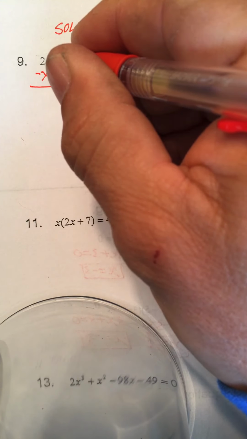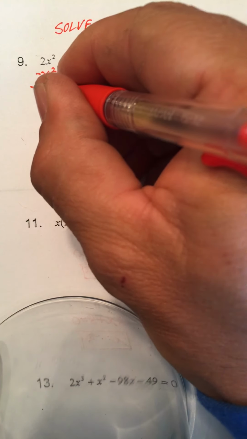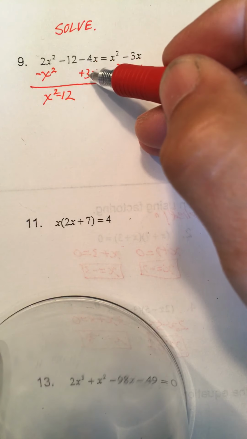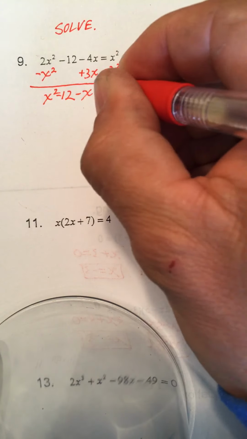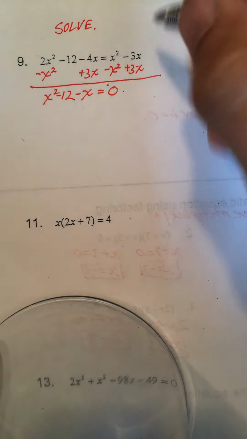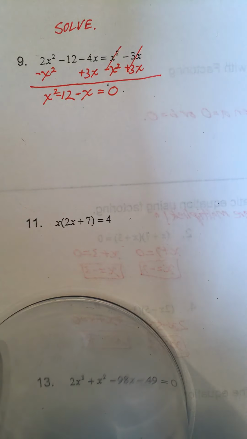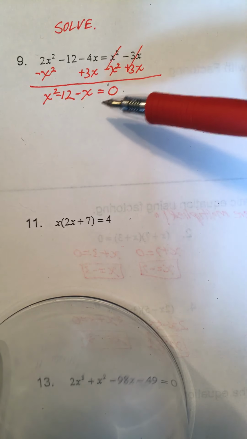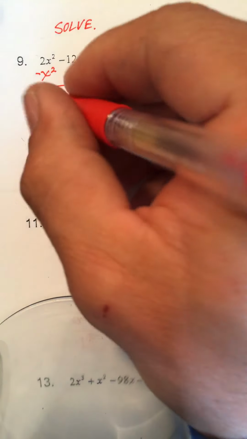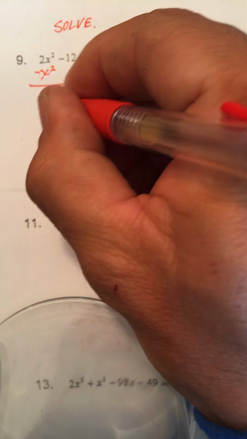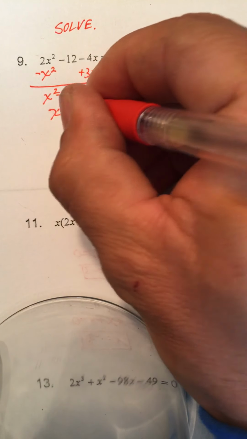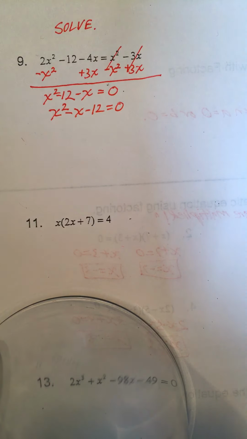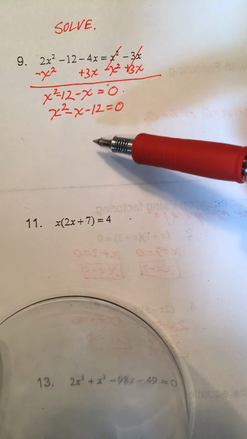We can now do the work. 2x squared minus x squared is x squared. I bring down the negative 12, and then I have negative 4x plus 3x is negative x. And now I get 0 because everything on the right-hand side cancels. And I take a look at this trinomial, and it still looks a little bit out of order. So before I go any further, I'm just going to put it in standard form, x squared minus x minus 12. And now I'm ready to take the next step, which is to get this in completely factored form.